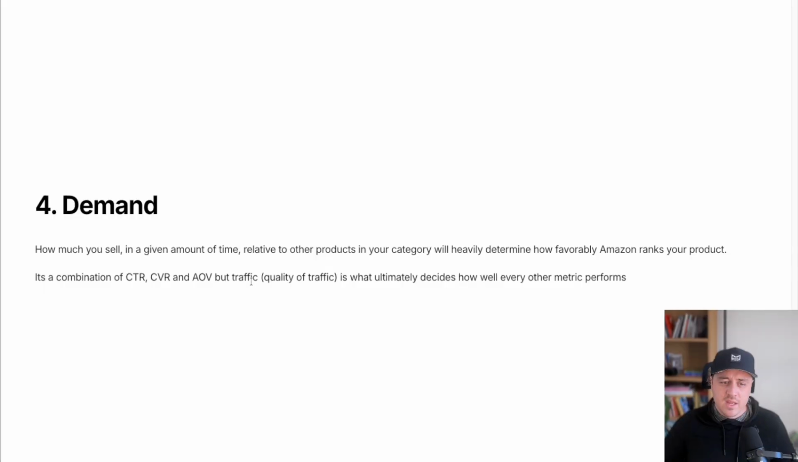Okay, the fourth is going to be demand. So this is how much you sell in a given amount of time relative to the other products in your category, which will heavily determine how favorably Amazon ranks your product. It's a combination of click-through rate, conversion rate, and AOV, but traffic, which then equals sales, or thus demand, is ultimately what decides how well every other metric does, right? So the quality of your traffic.